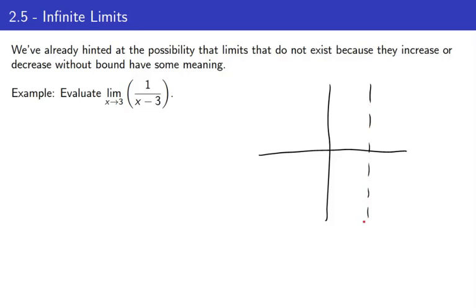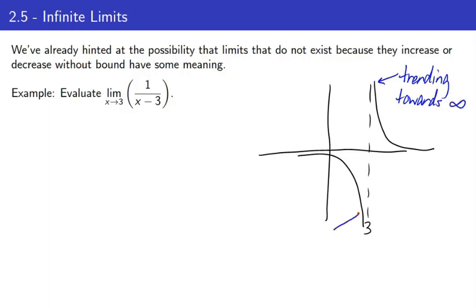This graph has a vertical asymptote at 3, and it looks a lot like the graph of 1 over x in that on the right and above it goes towards positive infinity and towards 0 on the right, and on the left it looks something similar. So here's what's going on. On the right side of the limit we've got trending towards infinity, and on the left we've got trending towards negative infinity.